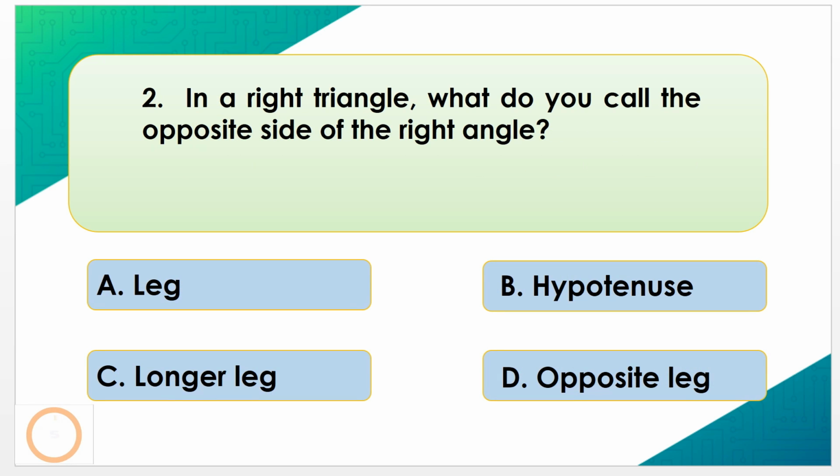2. In a right triangle, what do you call the opposite side of the right angle? A. Leg. B. Hypotenuse. C. Longer leg. D. Opposite leg. The correct answer is B. Hypotenuse.